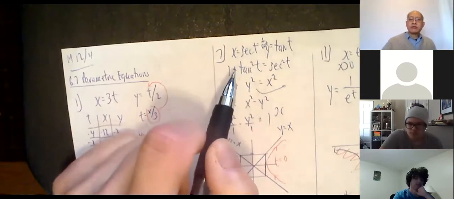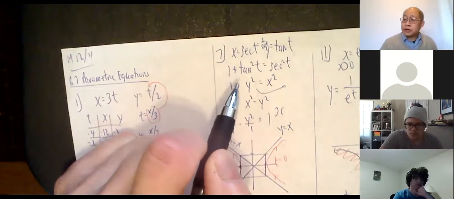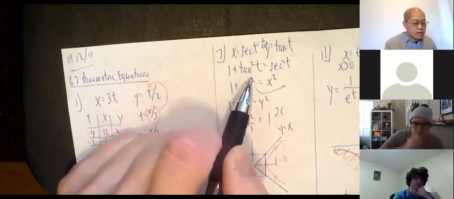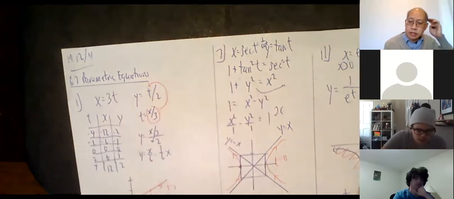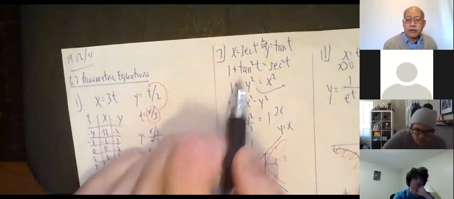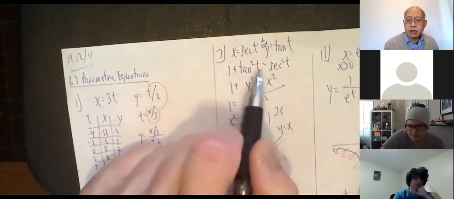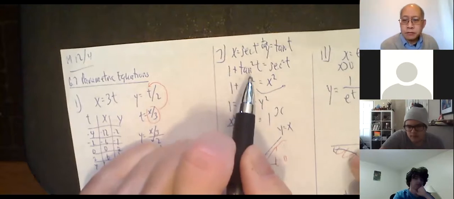Now, we have a relationship from trig, and if you want to put this on your formula sheet, you may. 1 plus tangent squared t equals secant squared t. Okay? All right, so I want to force there to be a 1 plus tangent squared equals secant squared. Like I have it right here.